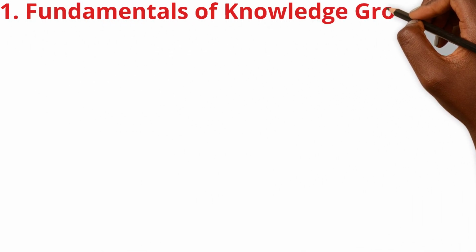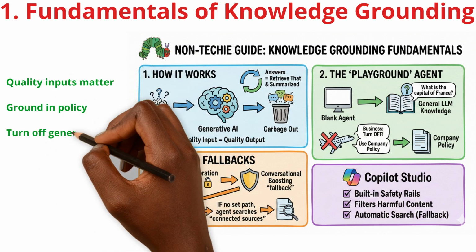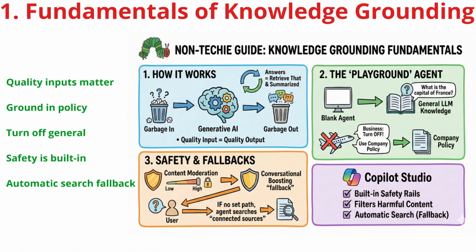Welcome to this non-techie guide on knowledge grounding fundamentals. Let's walk through the visual, starting with box 1, how it works. The agent uses generative AI to retrieve and summarize answers. But remember the golden rule, garbage in, garbage out. To get quality output, you must provide quality input.